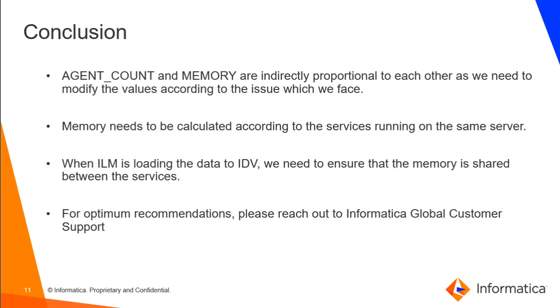So to sum up what we discussed: if we fail to allocate memory, then we need to reduce the agent count and increase the memory. In return, if the number of agents is not available and that error message is displayed, then we need to reduce the memory and increase the number of agents which can be used to process the query. For any optimum recommendation regarding the memory, server threads, or the number of agents, please reach out to Informatica Global Customer Support. Thank you.